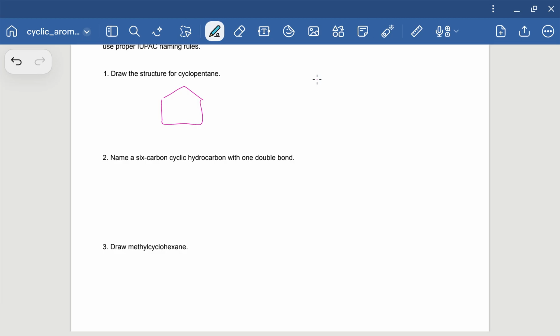The second one, name a 6-carbon cyclic hydrocarbon with 1 double bond. So if I wanted to take a look at what one of these could look like, if I had 6 carbons in my ring and I place a double bond anywhere there, then this would be called cyclohexene. So cyclohexene, E-N-E for that double bond. You don't have to say where the double bond is, because no matter where you're numbering, we always give the double bond between carbons number 1 and 2. And it doesn't matter if you're left to right or right to left, it's always going to be between 1 and 2.